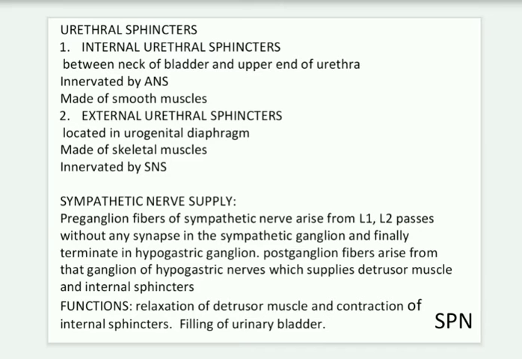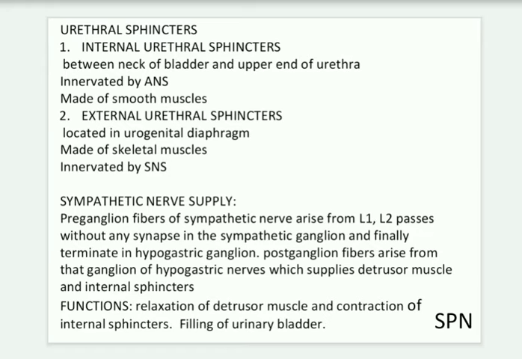Coming to its sympathetic nerve supply, the preganglionic fibers of the sympathetic nerves arise from L1 and L2, that is from the lumbar region, pass without any synapse in the sympathetic ganglion, and finally terminate in the hypogastric ganglion. The postganglionic fibers arising from the ganglion of the hypogastric nerves supply the main important muscle, the detrusor, and the internal sphincter.